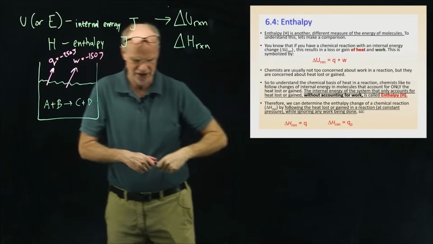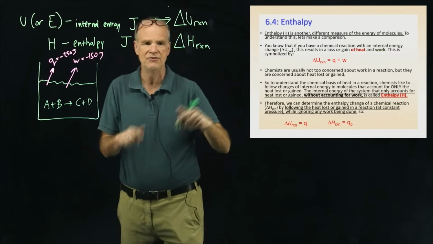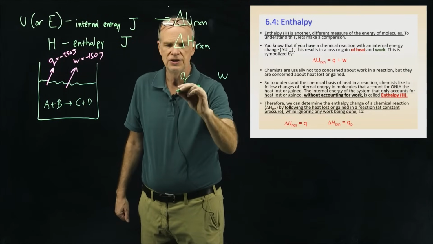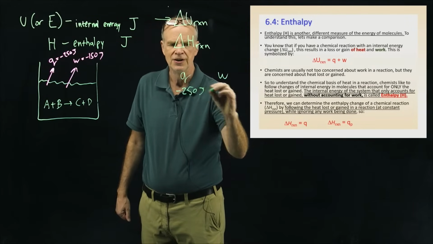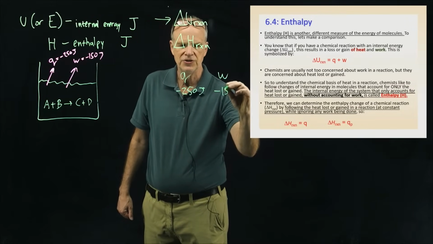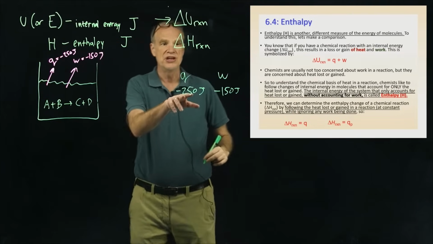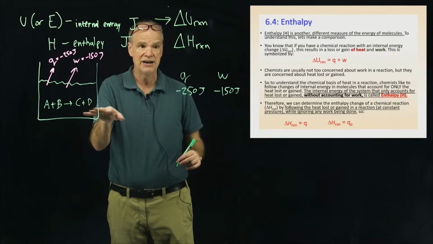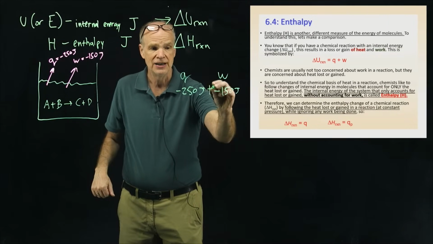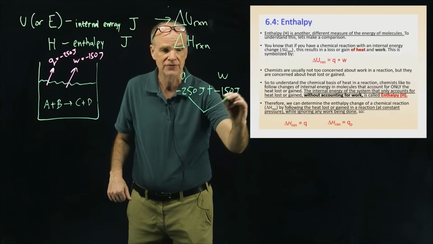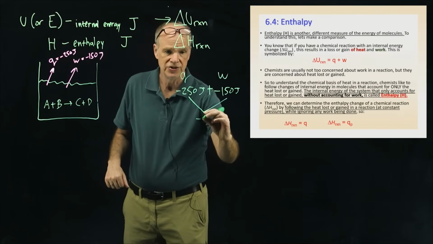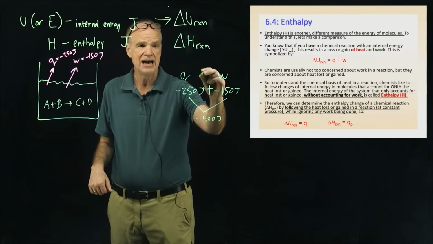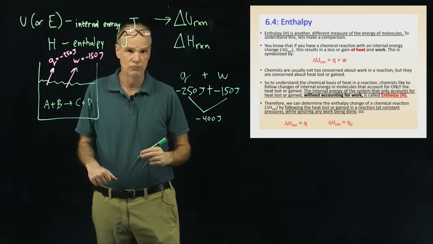Okay, so let's look at these values. We have Q and W. Q is negative 250 joules, and W is negative 150 joules. Again, these are the two forms of energy that are released as you move reactants to products. You can add them up, and what you can see is that the total amount of energy produced by this reaction is negative 400 joules.